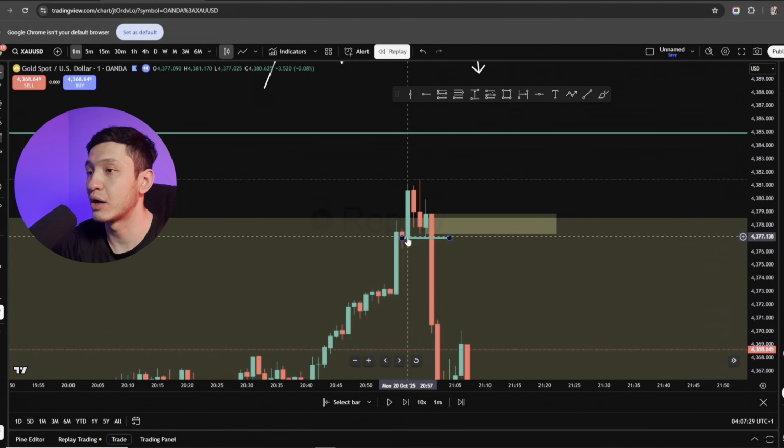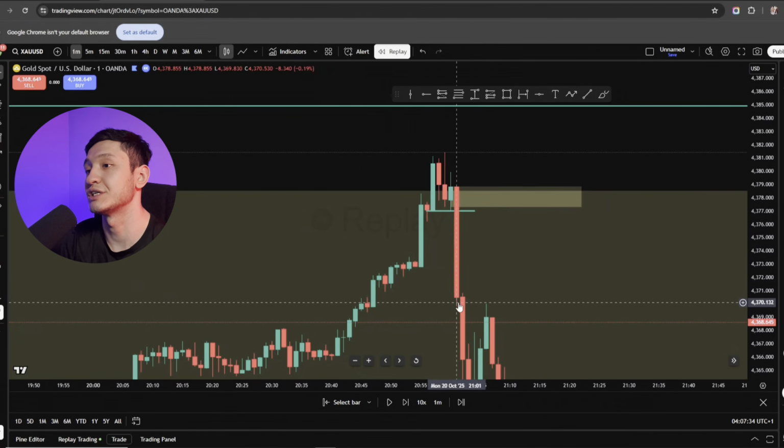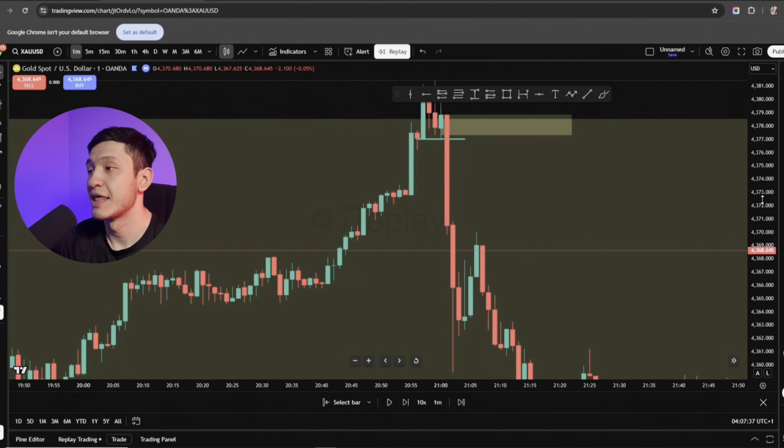So we've got clear breakout of our external low. That's the first indication that your M1 direction has actually shifted from bullish back to bearish. All right. Now pay attention.